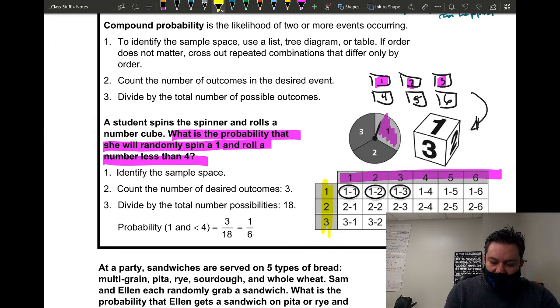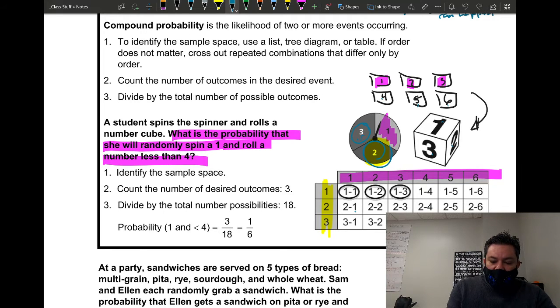So it says that if I take the first spin, I can get a 1, 2, or 3, and then I can get the combinations 1-1, 1-2, 1-3, 1-4, 1-5, and 1-6. Or I can get the second combination: if you spin the 2, you can get 2-1, 2-2, 2-3, 2-4, 2-5, 2-6. Or if you spin that one at the beginning, you can get the combinations 3-1, 3-2, 3-3, 3-4, 3-5, 3-6, and so forth. Those are the combinations listed on the table. However, those are all the total combinations.